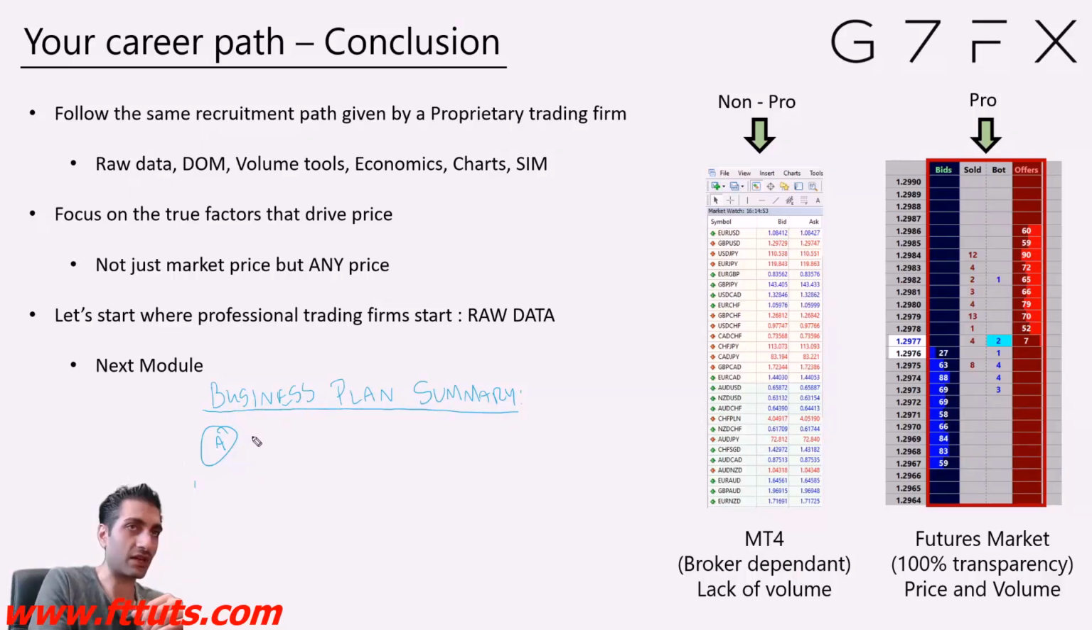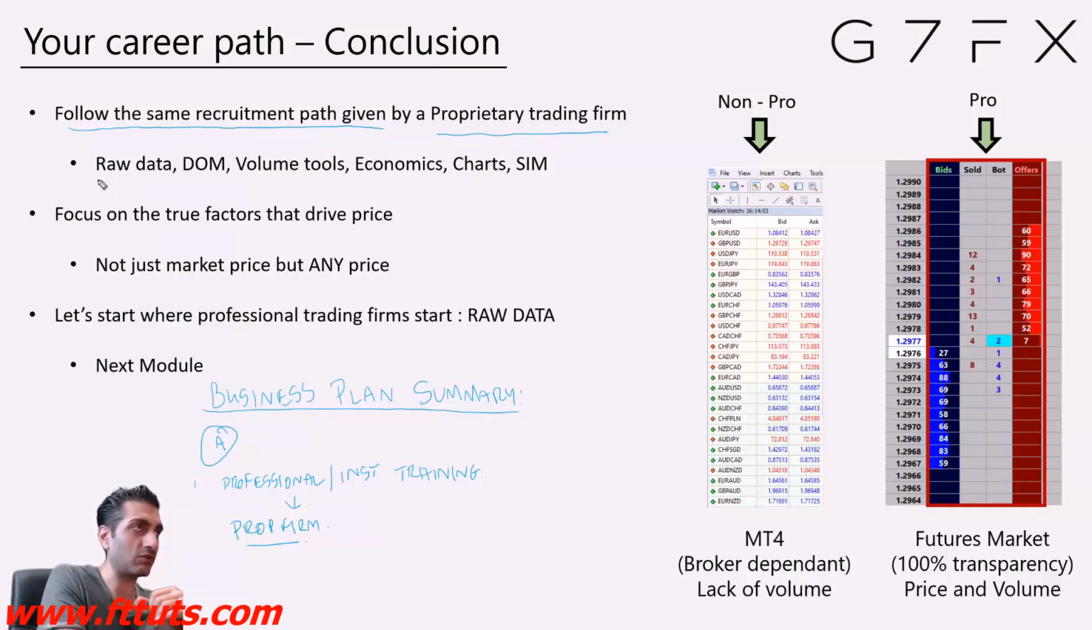A is that our business plan has obviously concluded that we're going to follow the same recruitment path as an institution. So we've decided that we're going to follow a professional or institutional training path, right? Professional institution training, and more specifically it's that of a prop firm, for the reasons which we've been through in depth and in detail. Right, trading firm.